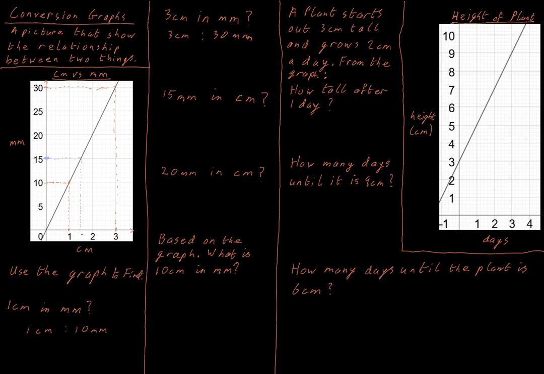So I need to look carefully here. I ended up in the middle of this box. There are 5 little boxes in between each of my numbers, and I've gone 2.5 boxes across. So I've gone halfway across. So that would be 1 plus 0.5, 1.5 centimeters.